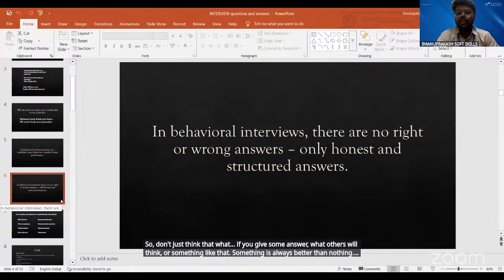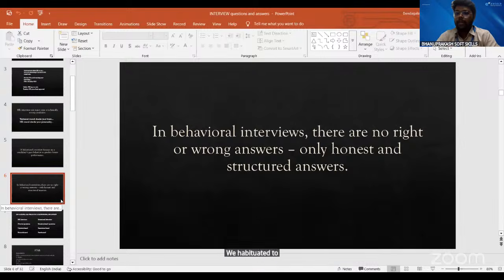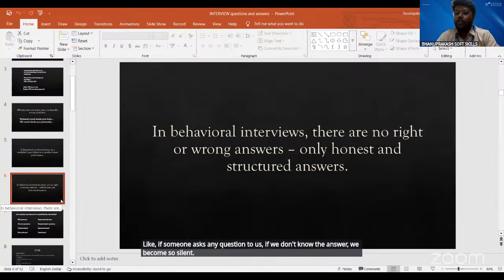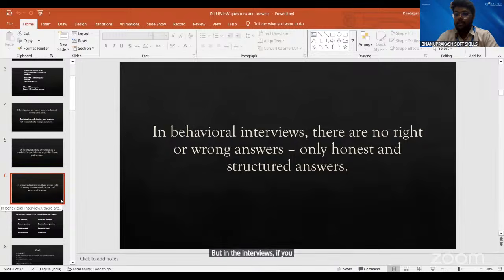As someone told in the comment box, if we don't know the answer, we are habituated to these things since our childhood, like going silent. If someone asks any question to us and we don't know the answer, we become so silent. But in interviews, if you do the same thing, that won't be considered professionalism.